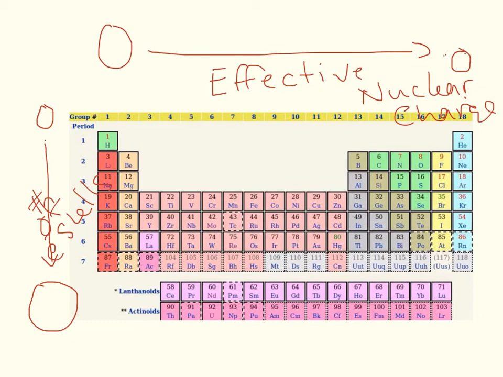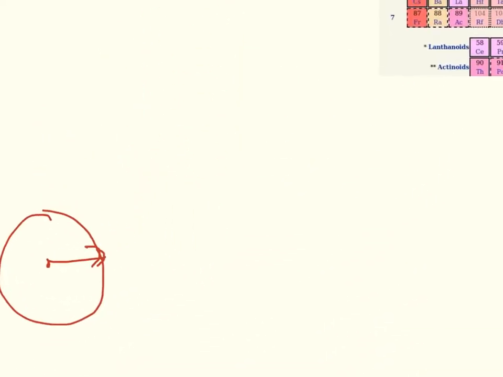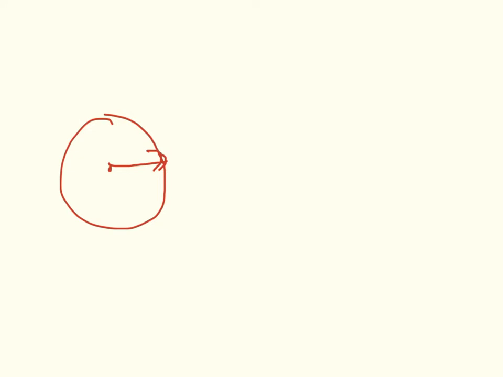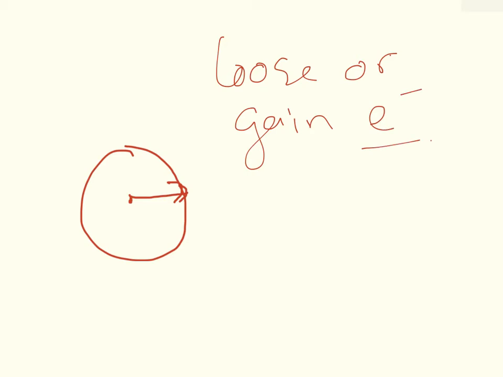So another trend that we might want to look at is going to be the ionic radius. So ionic radius is going to be very similar to the radius of an atom here, but in this case it's going to be an ion. So an ion is going to either lose or gain electrons. And if it loses or gains electrons, well, that's going to change its effective nuclear charge.